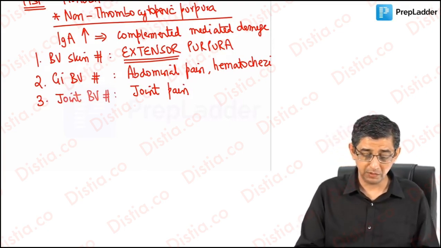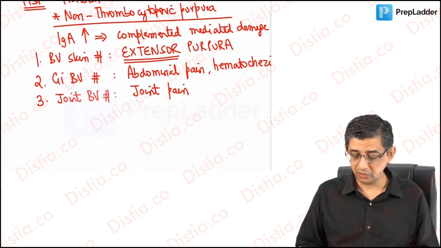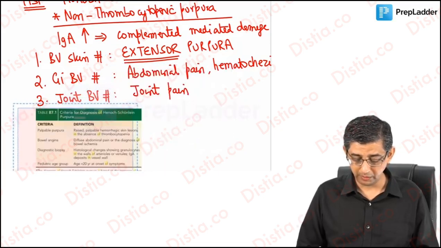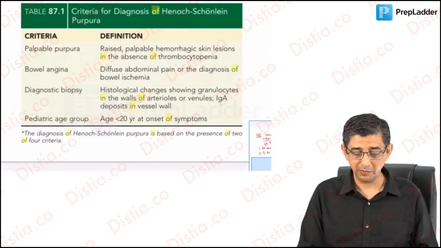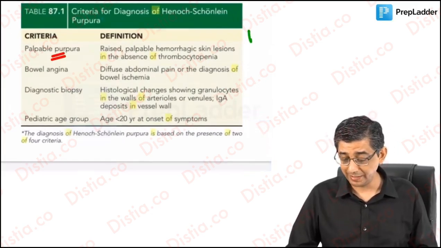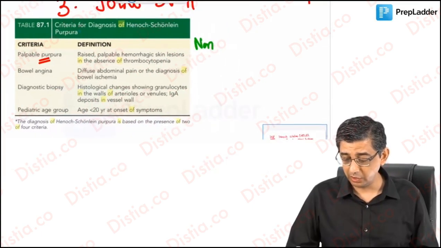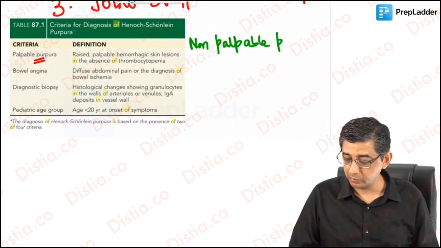In fact, I can just mention these features from an important textbook, though I've already highlighted them before you, just to show you that this is what is given in the textbook. One is the aspect of palpable purpura. Why is that important? It is because there could be an MCQ written in the textbook by the name of non-palpable purpura.